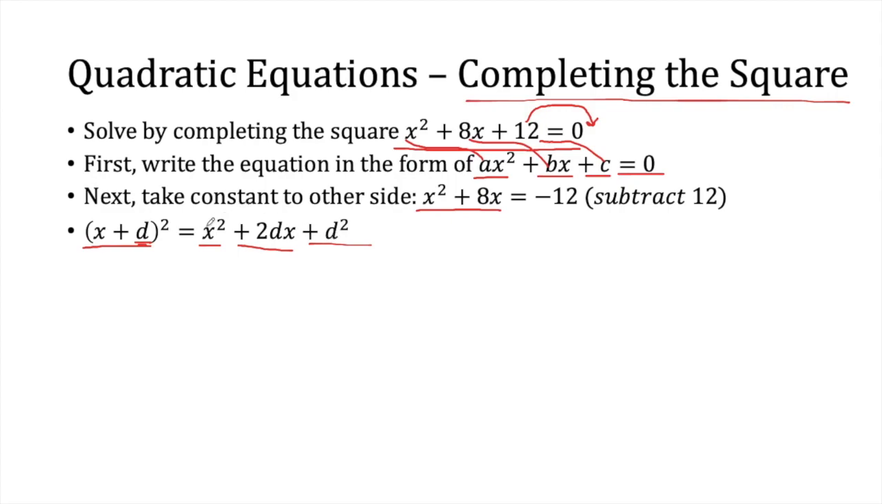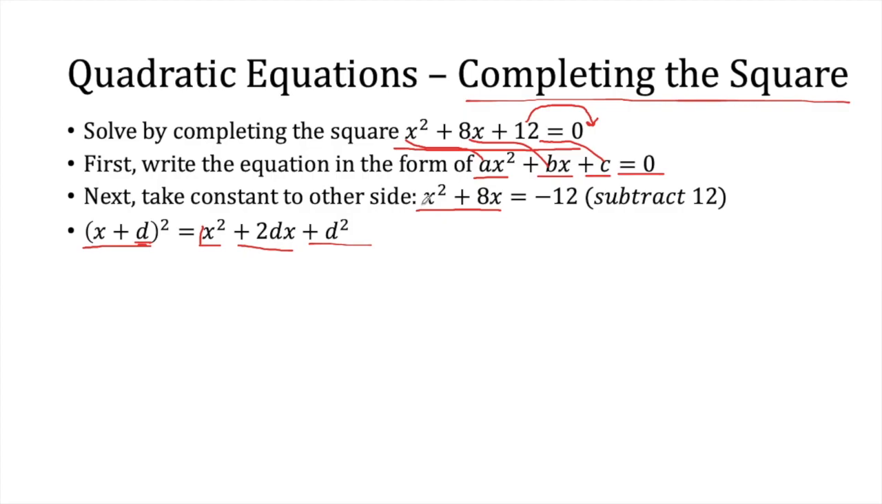So first we see that the coefficient of x square in the binomial expansion of x plus d whole square is 1, which means that we need the coefficient of x square in our equation to also be 1, which we see is already 1.